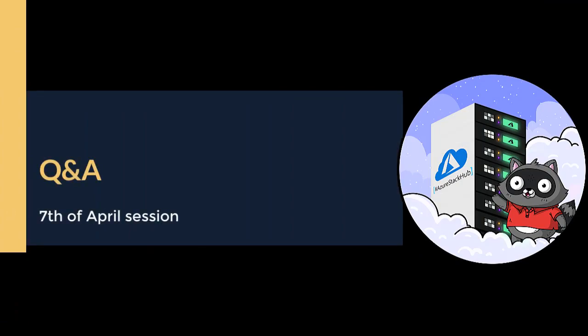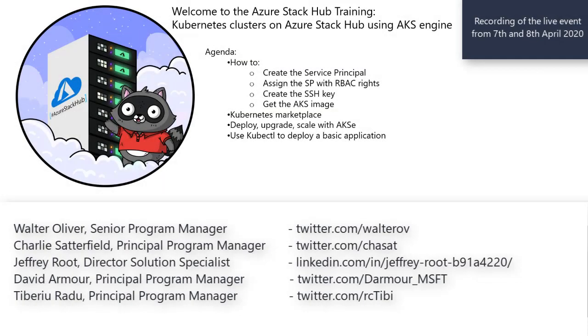So the first one was if you can deploy these Kubernetes clusters in already existing resource groups. So the answer is yes. In fact, you can deploy the Kubernetes cluster into a resource group with an existing VNet. So you can plan your virtual networks ahead of time.